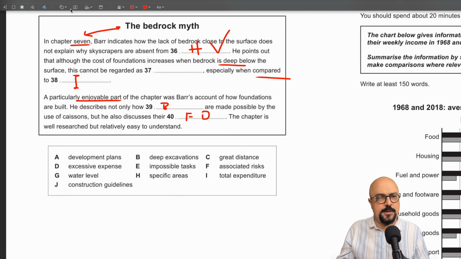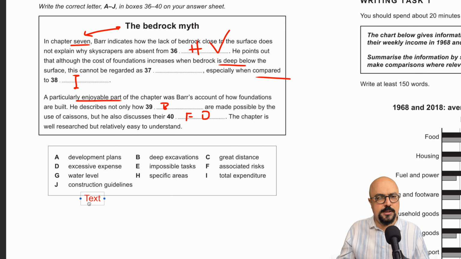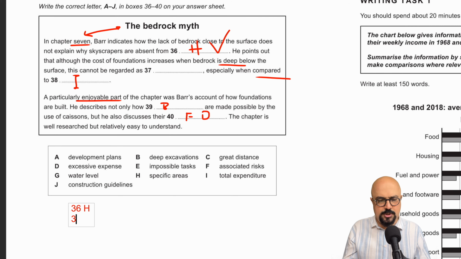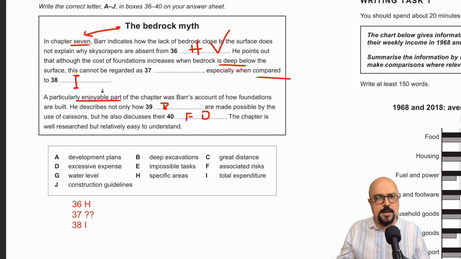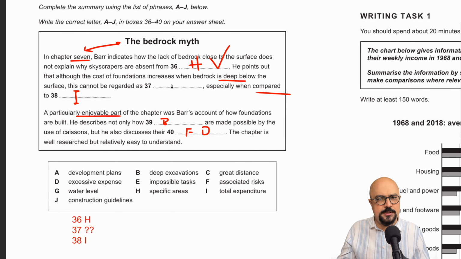Of course, it's better to write the answers directly onto the answer sheet. So 36 would be H. 38 would be I for now. 37, we don't know. Let's go to 39. Actually, we're still there, so let's see.